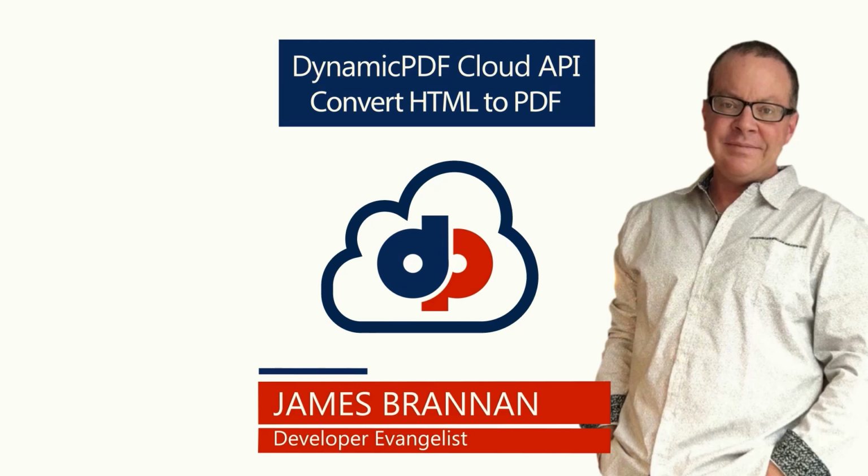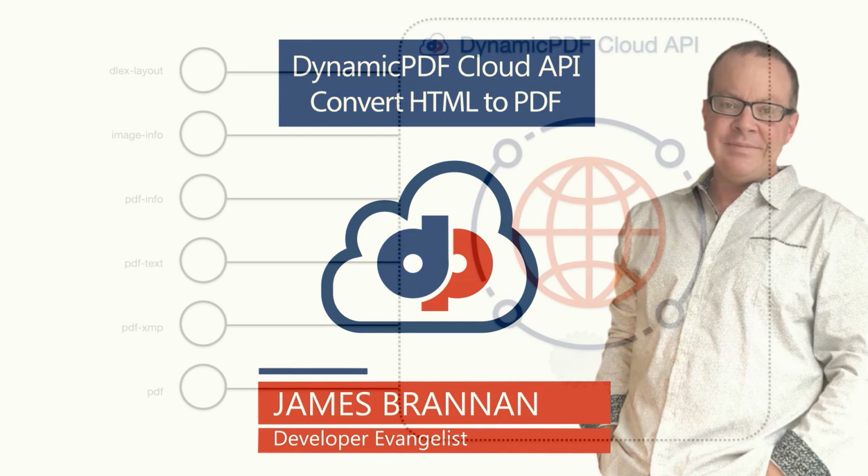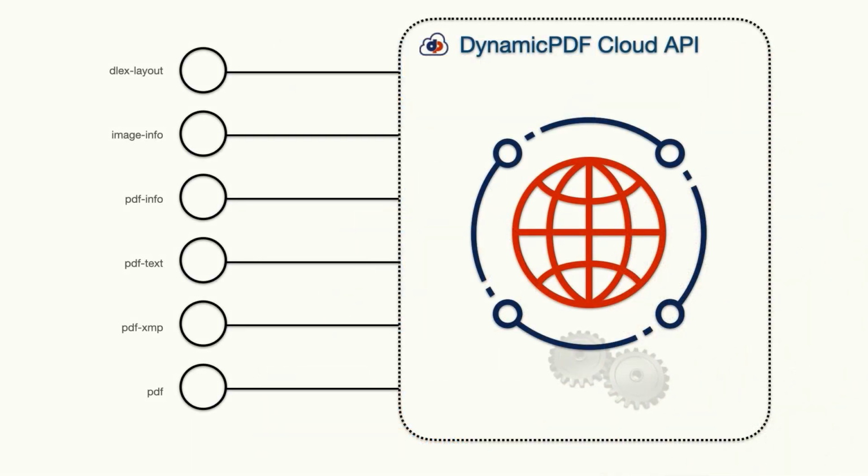First C#, then Java, then Node.js, then PHP, and then Go. The DynamicPDF CloudAPI has 6 endpoints for working with PDFs. All 6 endpoints take a post request. DLEX layout, there's the image info endpoint, the PDF info, PDF text, PDF XMP, and then the PDF endpoint.